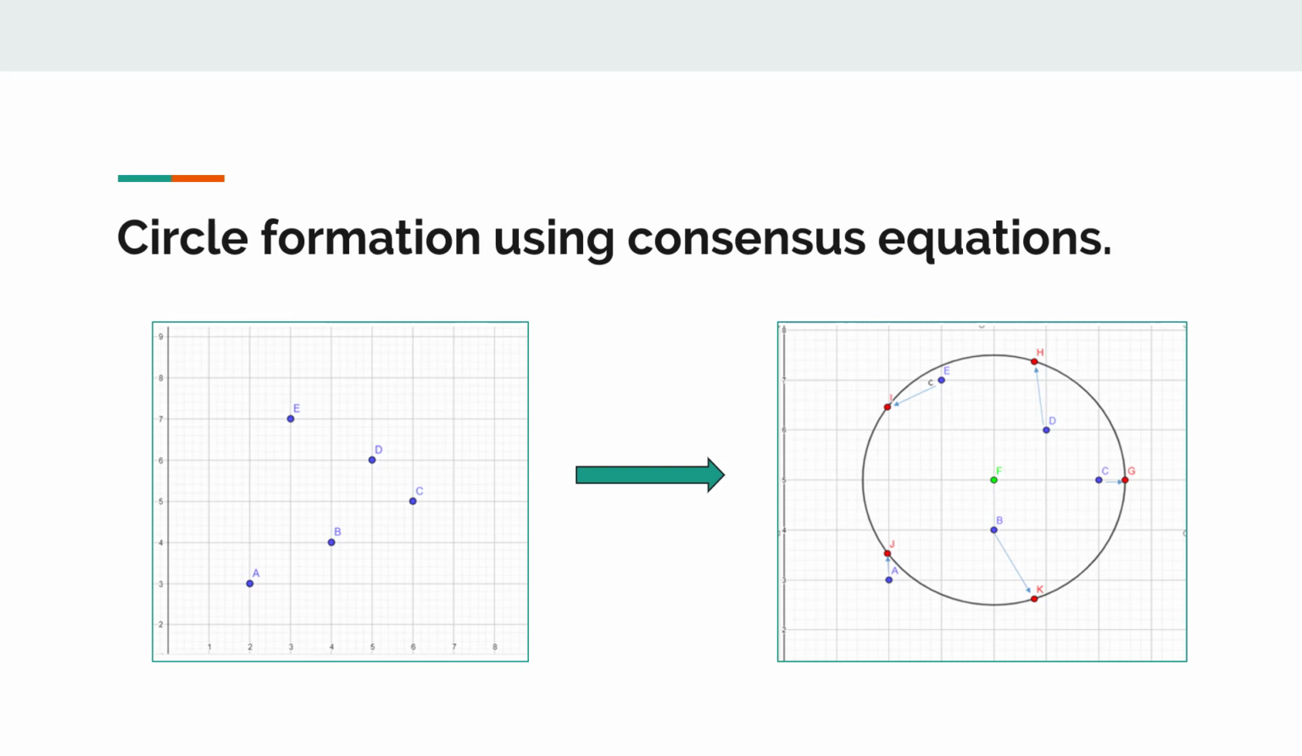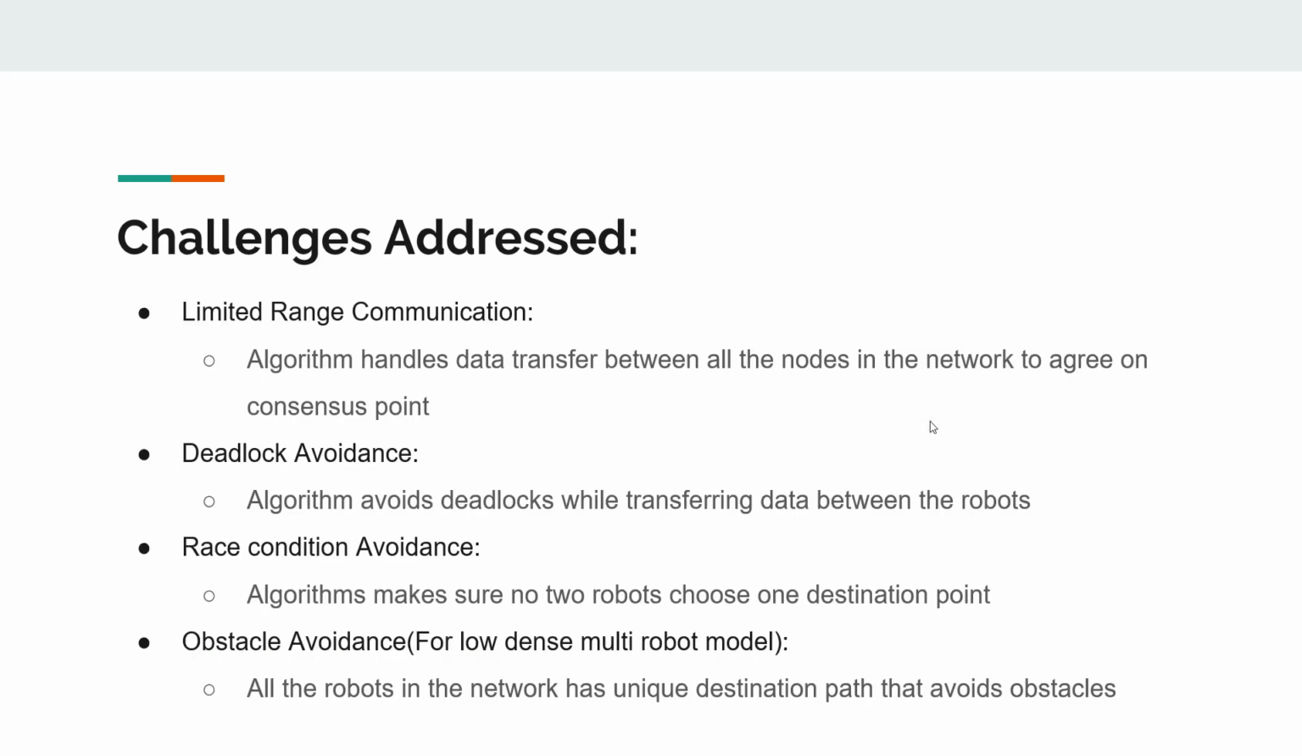And then based on the consensus point and the decided radius, the robots have to move in such a way that they form a circle. We have considered circle shape for formation because it can act as a basic formation for any other shape. We have designed our algorithm in such a way that equidistant destination points are calculated on the circle from the radius and the center. Each robot chooses its nearest available destination point and starts moving towards it, resulting in the desired formation. And here are some of the challenges addressed by our algorithm.